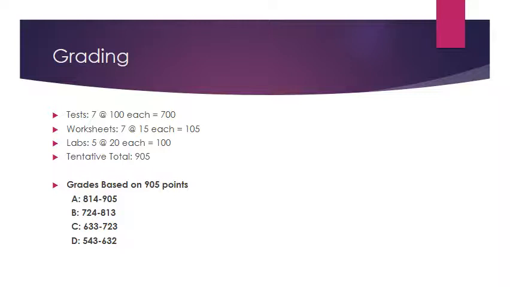And the grading is simple. It's by percentage. To get an A, you need 90% or better of 905, which is 814. Again, this is subject to change. The best way to figure out your grade is to go to Blackboard and see what your grades are. You can easily come up with your grade. You just add up your points versus how many total points there are, and then figure out your percentage. Okay.